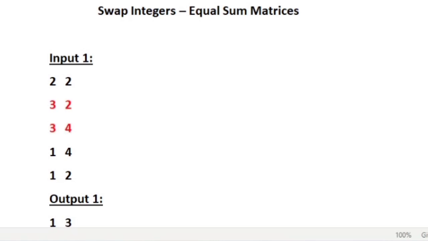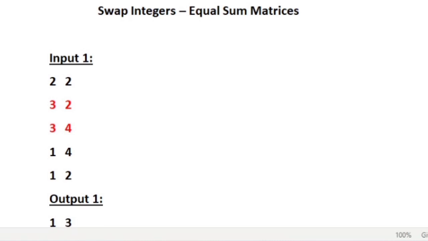Now we have to find the sum of all the integers in the second matrix. The sum would be 1 plus 4 plus 1 plus 2. So it would be 8. So the sum of all the integers in the first matrix is 12 and the sum of all the integers in the second matrix is 8. So they are not equal.